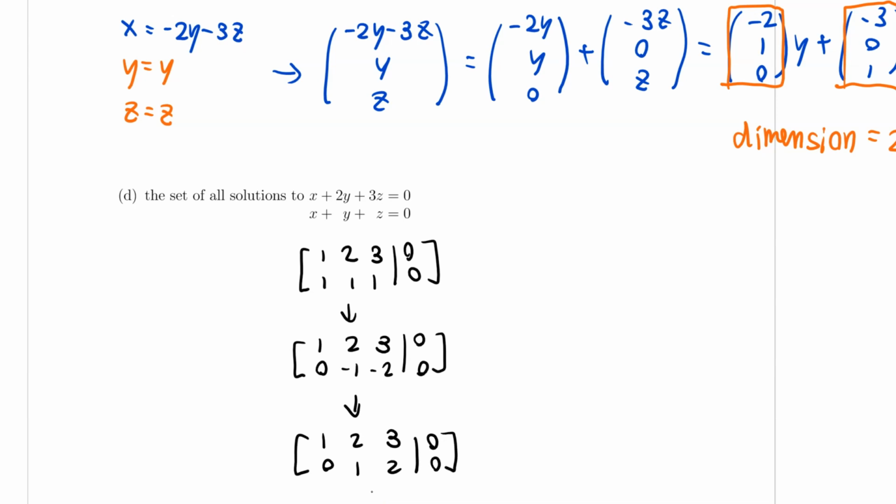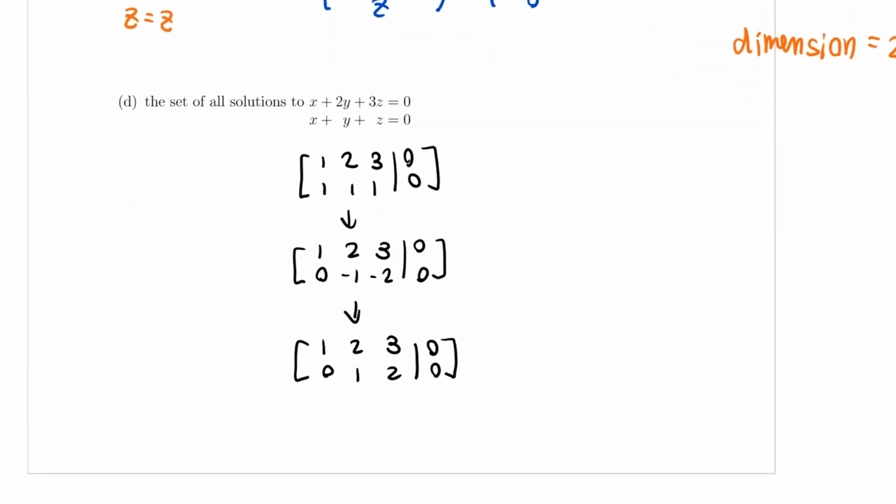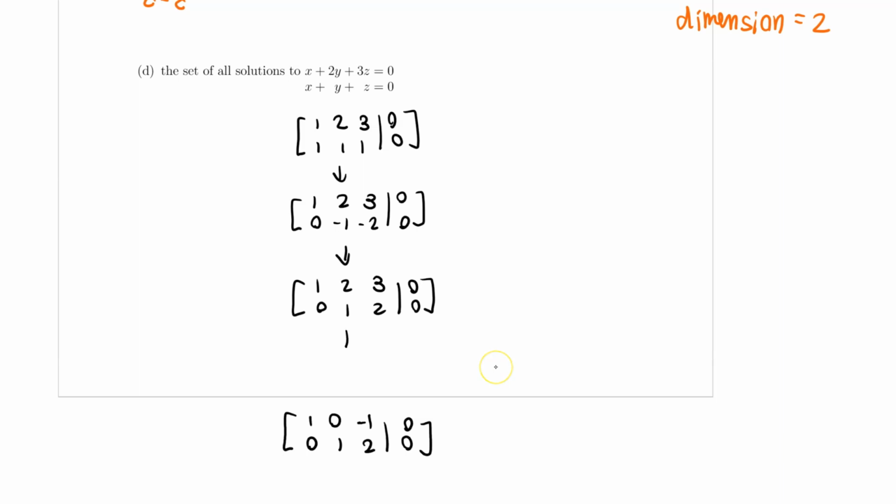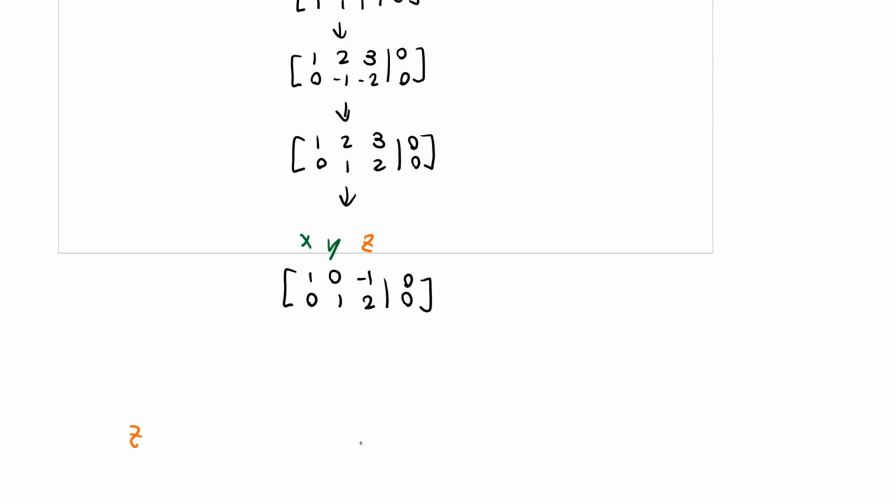Now I can subtract 2 times the bottom row from the top row. So my bottom row stays the same, and my top row becomes 1, 0, -1, and 0. Let me move this a little further down. This is the reduced row echelon form for my augmented matrix from earlier. Here, my x and my y are the dependent variables, and my z is going to be my free variable. So my z can be anything.